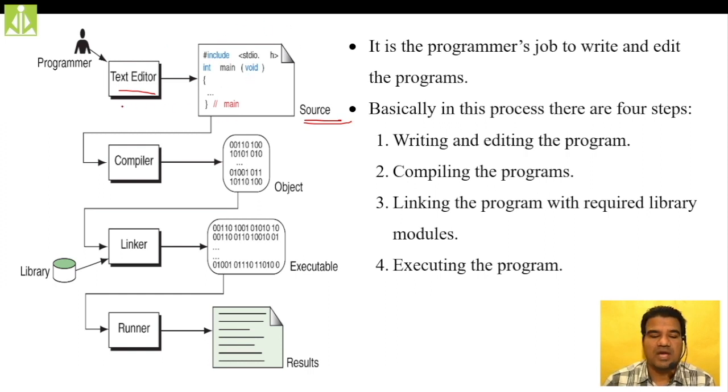That source code we give to the compiler, and this compiler internally has two things, isn't it? The preprocessor as well as the translator. After the preprocessor and the translator, we get the final code, which we also call object code. That object code will be in the form of machine language.